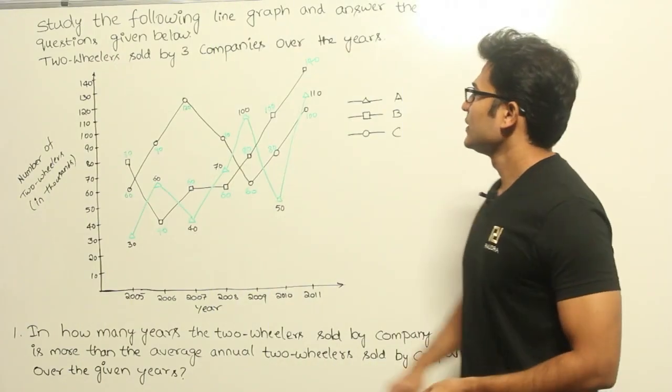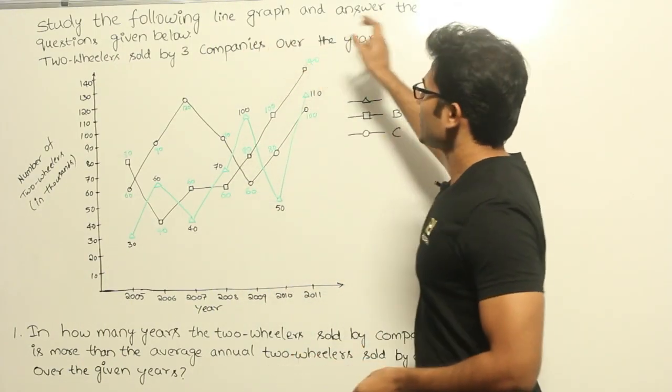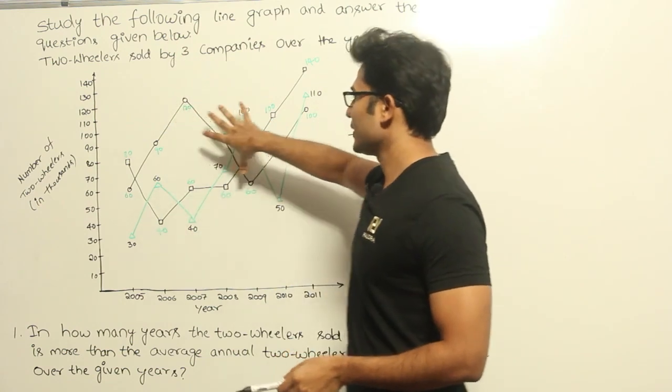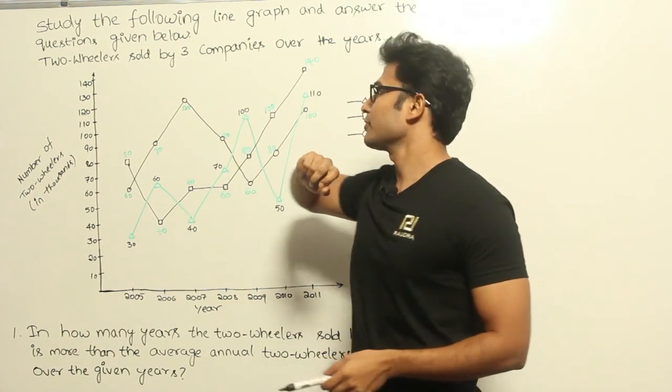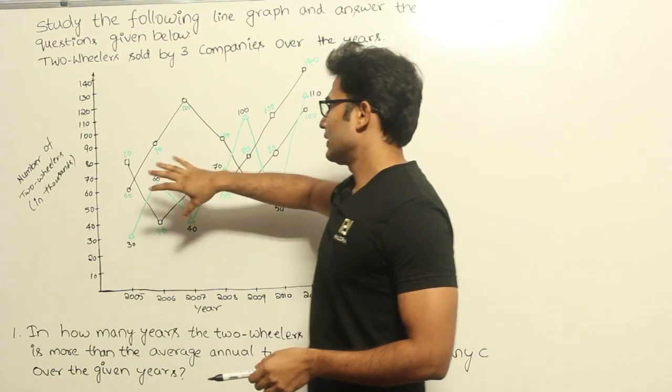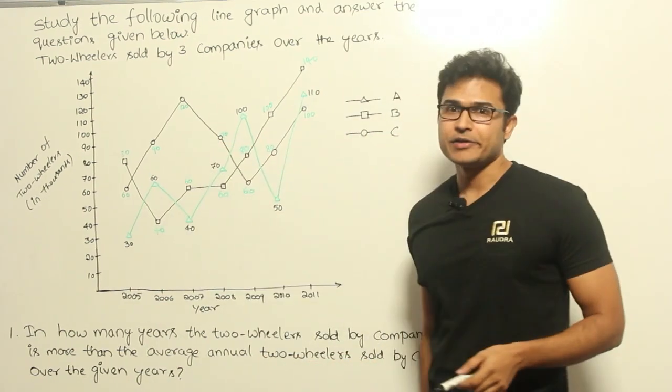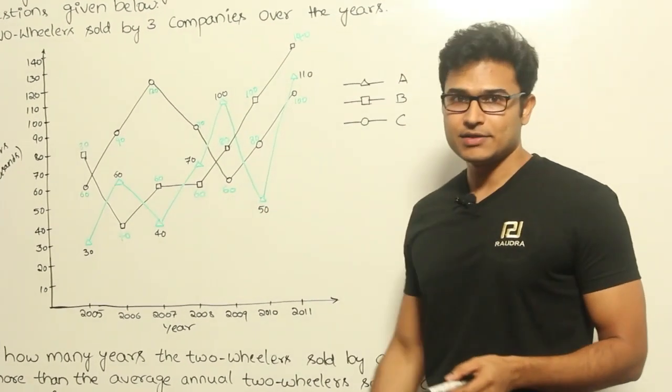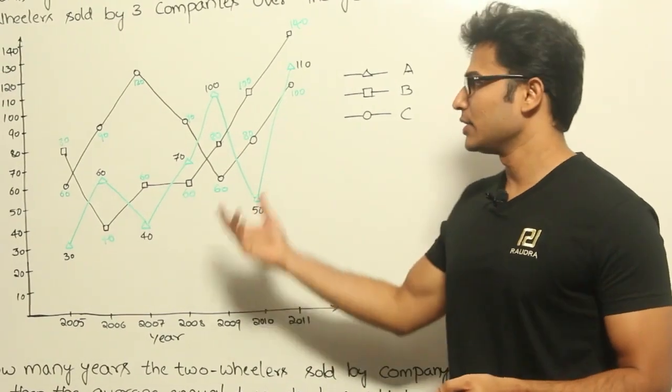Now let's see this question. Study the following line graph and answer the questions given below. So this line graph is given and we are supposed to answer the questions. The line graph might not be very clear here, but wherever required I'll explain what it means, what the data is.